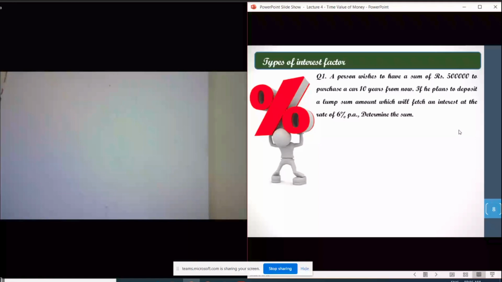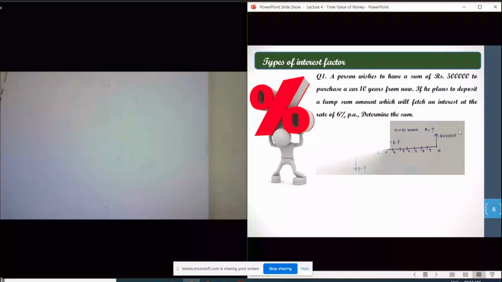A person wishes to have a sum of rupees 5 lakhs to purchase a car after 10 years from now. Sorry, not 50,000, 5 lakhs. So the person wants to have 5 lakhs after 10 years. How much amount does he have to deposit now, so that after 10 years he will be getting 5 lakh rupees? The bank gives 6% interest rate.